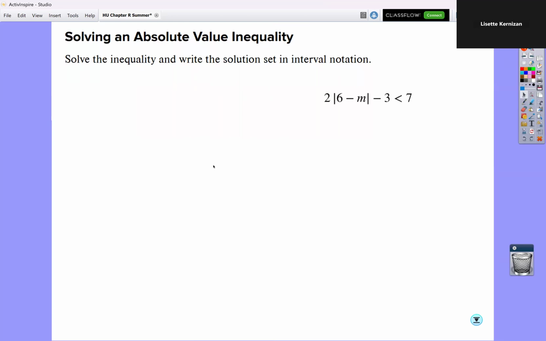All right, we're moving on to absolute value when we're solving inequalities. So this question is very similar to regular equations. Remember, an absolute value cannot equal a negative, and it can't be less than or greater than a negative either. First thing I'm going to do is add 3 to both sides. I get 2 times the absolute value of 6 minus m is less than 10.